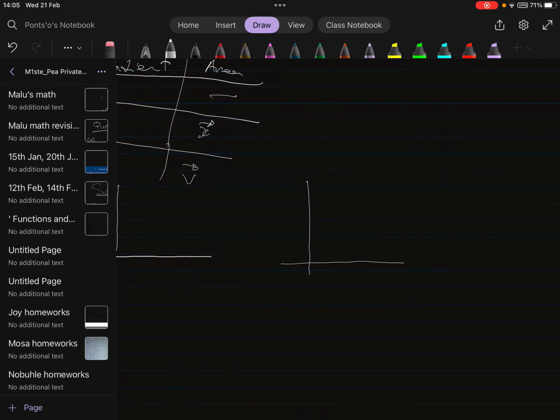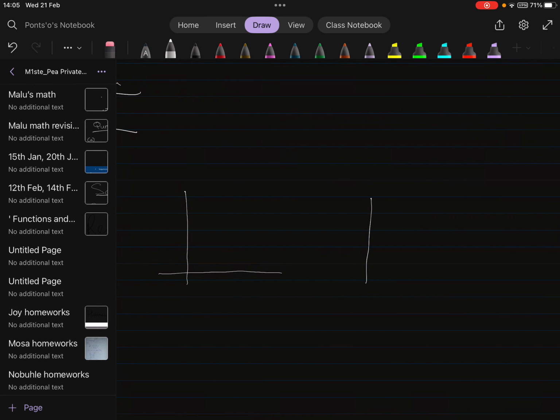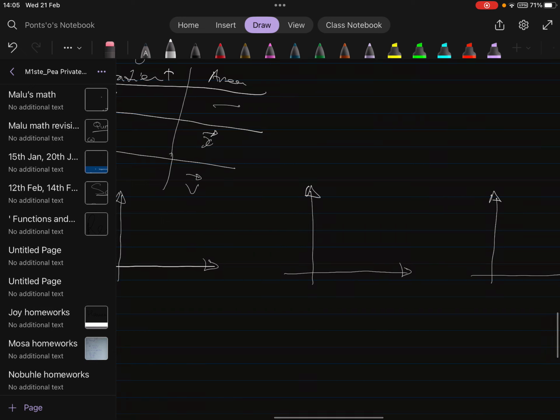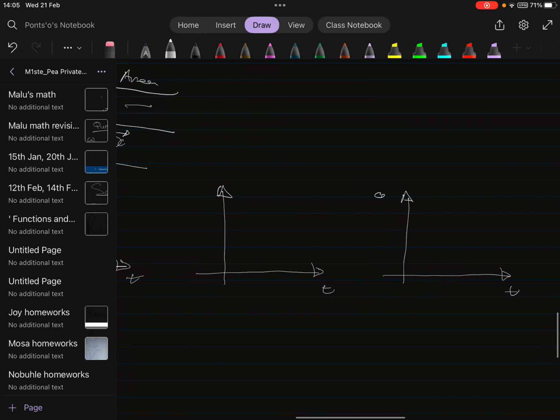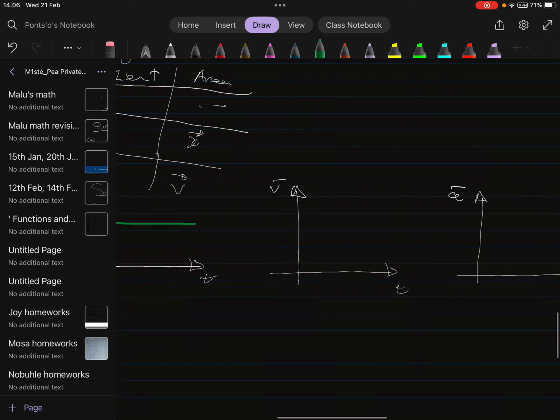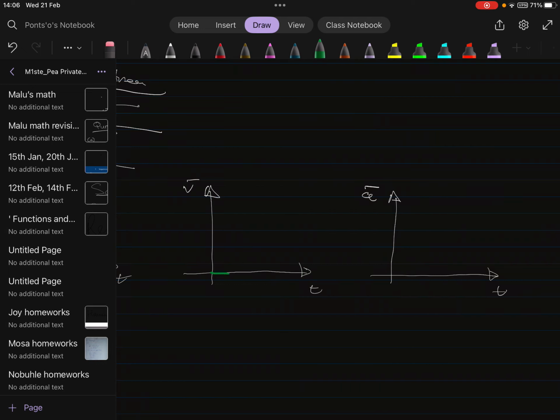Displacement versus time, velocity versus time, acceleration versus time. Time, acceleration, velocity, displacement. So an object that is moving, then the displacement is just that. And since it's not moving, there's no velocity.